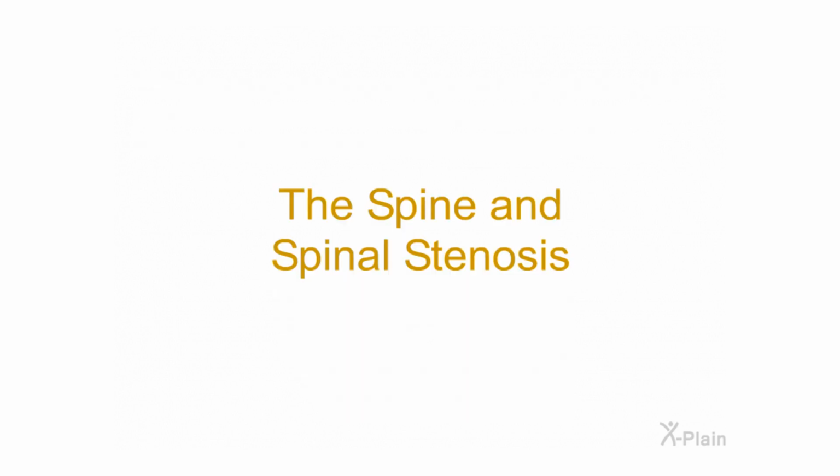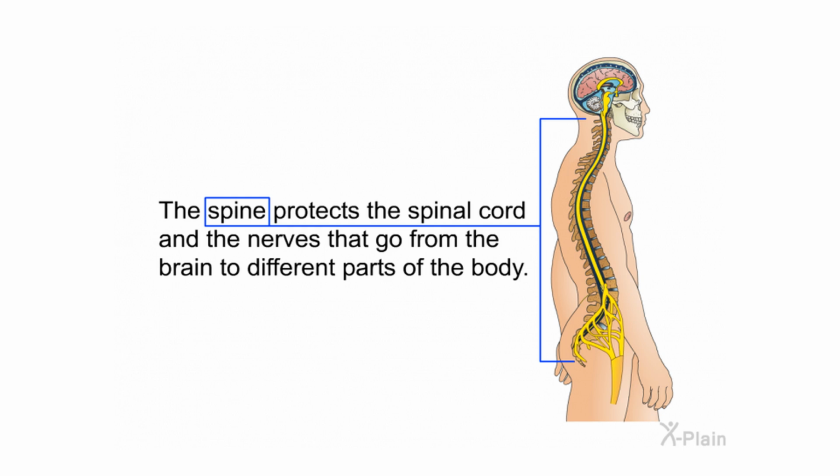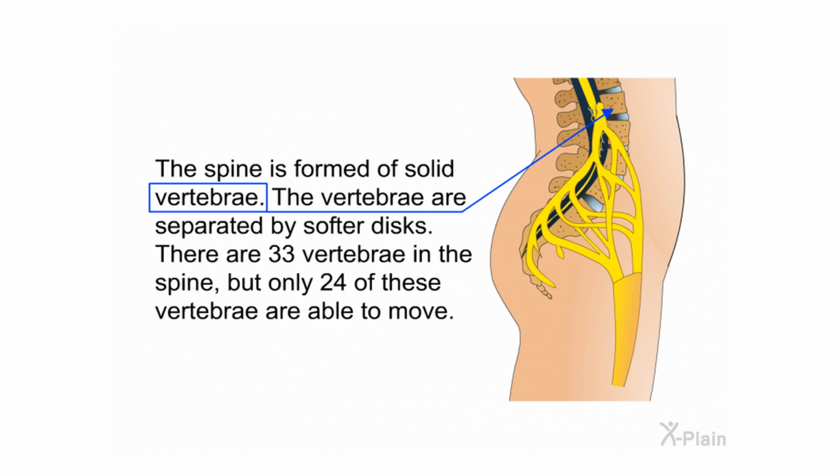The spine and spinal stenosis. The spine protects the spinal cord and the nerves that go from the brain to different parts of the body. The spine is formed of solid vertebrae. The vertebrae are separated by softer discs. There are 33 vertebrae in the spine, but only 24 of these vertebrae are able to move.